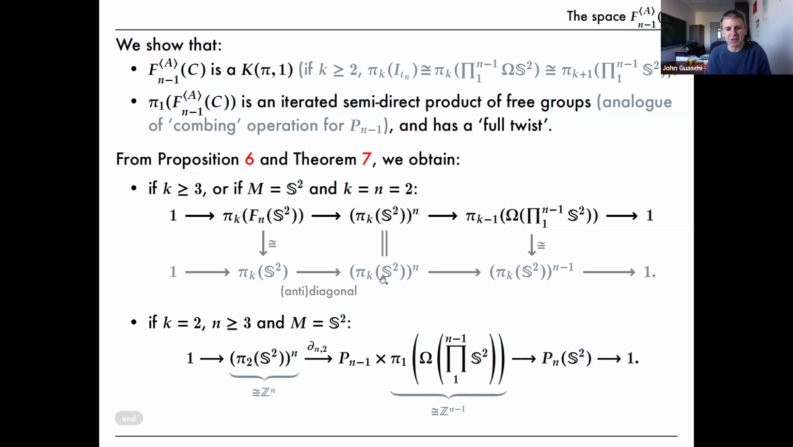So this is basically just you forget one copy of pi_k of S2, and the kernel is pi_k of S2, and this is for these values of k and n, and in the remaining values we get something a little bit different, where this is on the level of pi_1. So this comes from the pi_1 of the usual configuration space, which is the pure braid group, and so these groups are well known, and we can see what this homomorphism is.